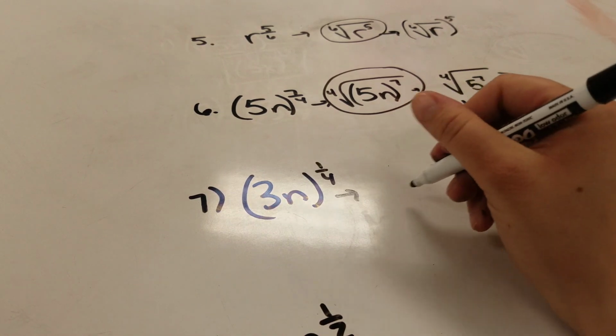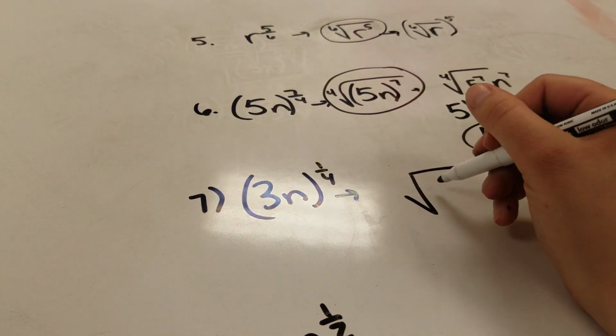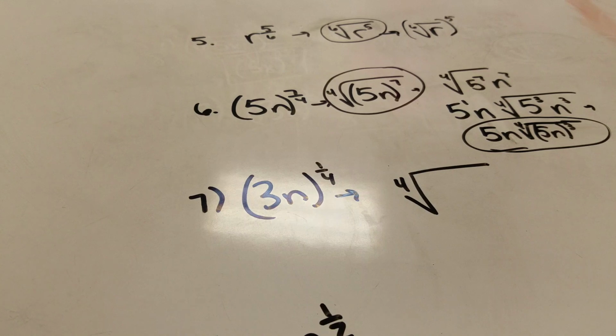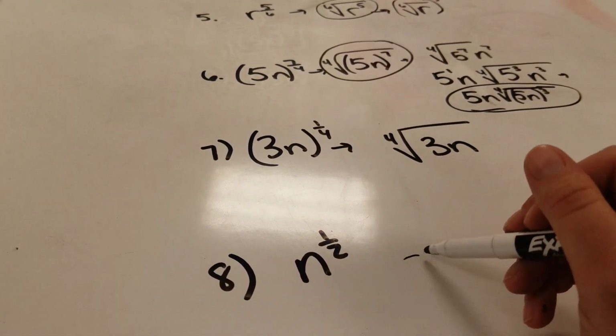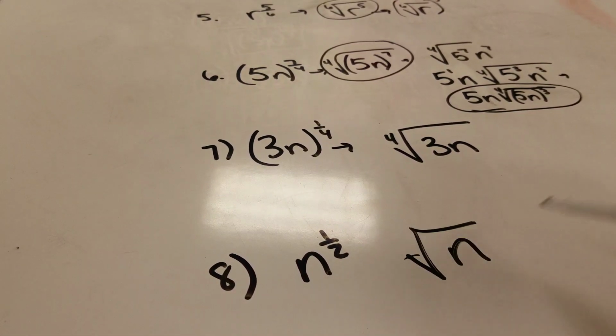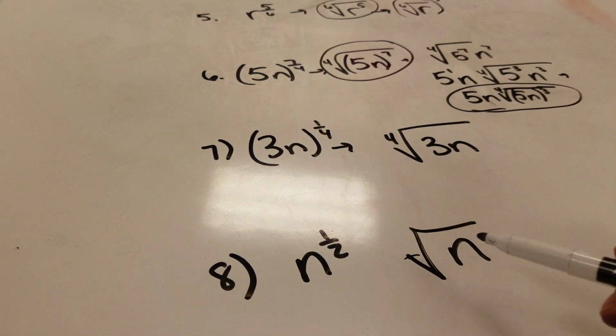Number 7, a little bit easier one. We would have the 4th root. Okay, so 4 out in front of 3n. You don't have to put the parentheses because it's just the power of 1. And then the last one in that section, the square root of n, would just be your answer, n to the 1/2. Okay, so notice that there's no 2 out in front. You don't write the 2 out in front.